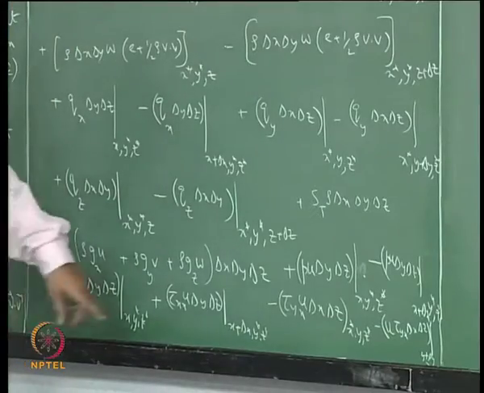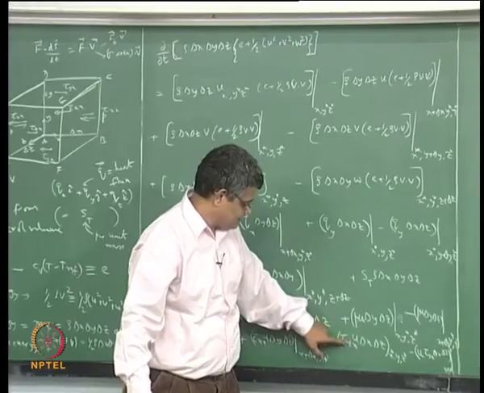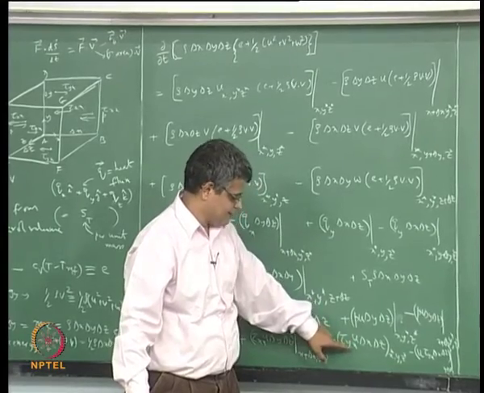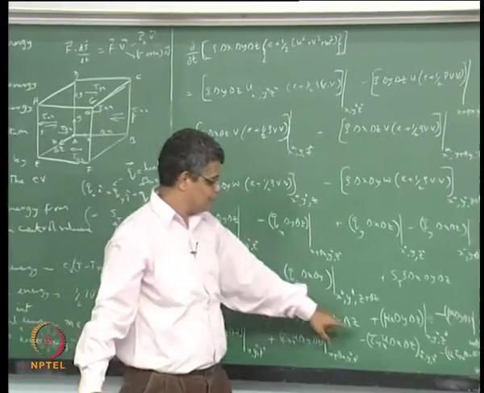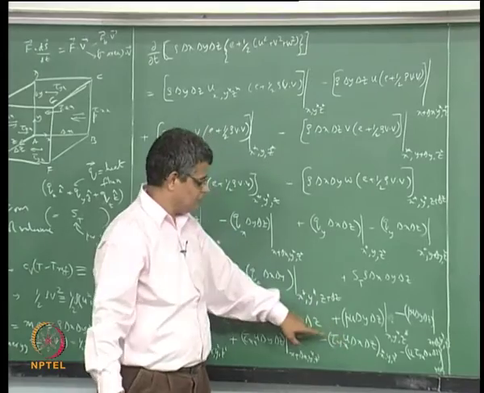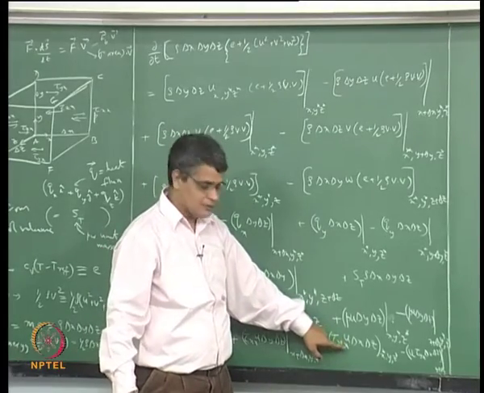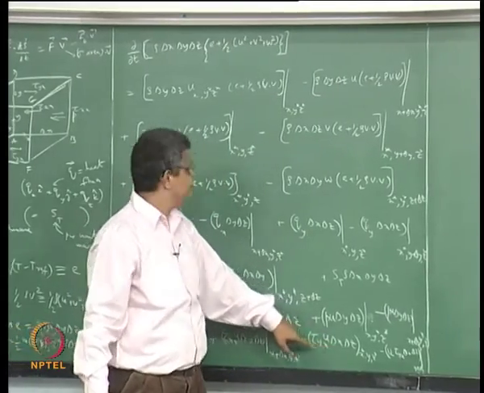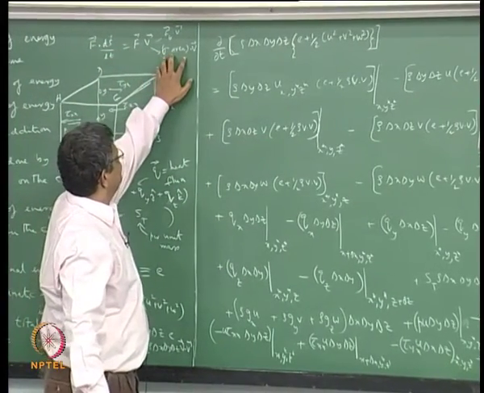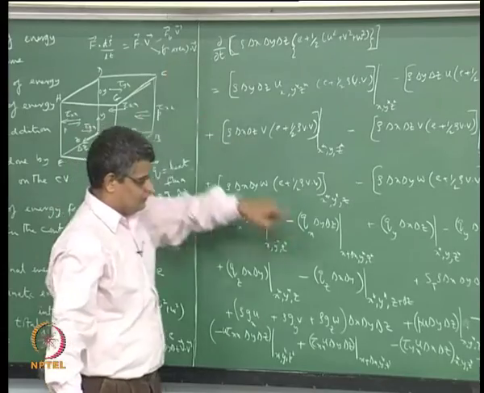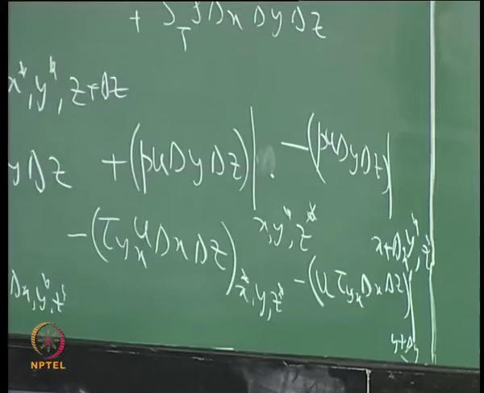We notice that even though this is tau yx here, acting on the bottom face and the top face, we still multiply with the u component because it is a stress which is acting in the x direction. So when we take the dot product like this, we should take only the u component.